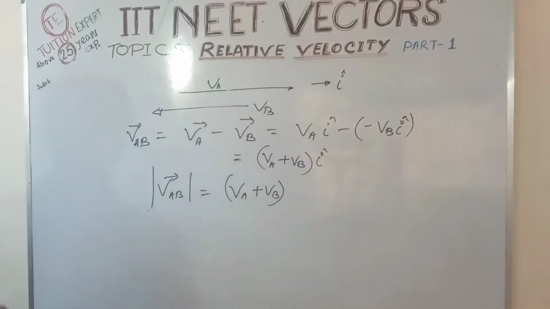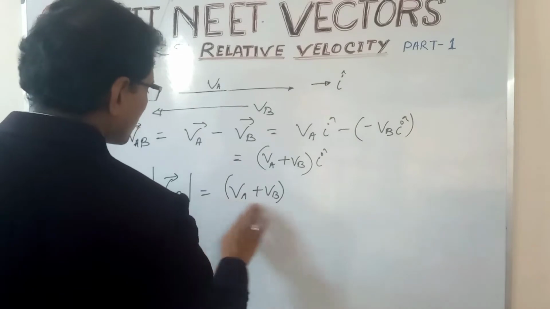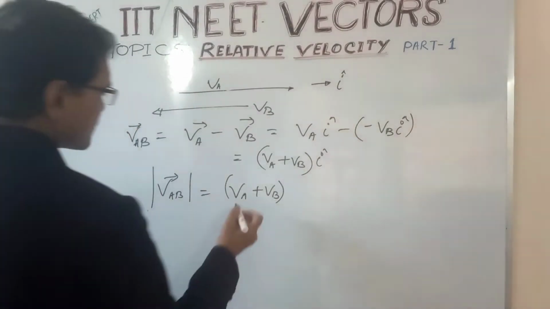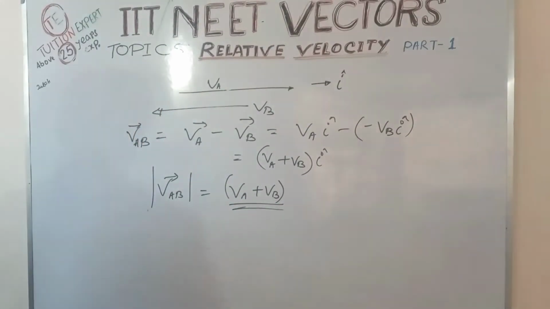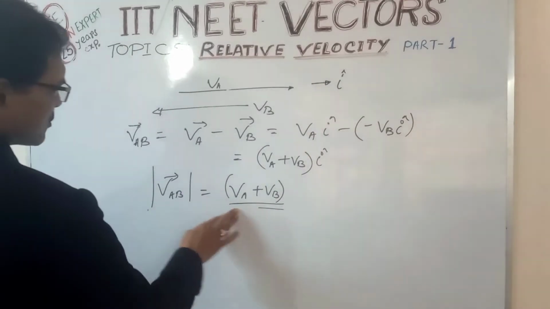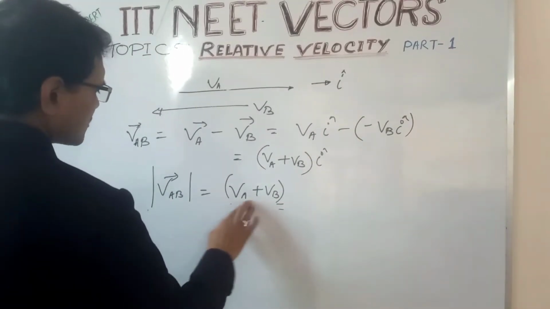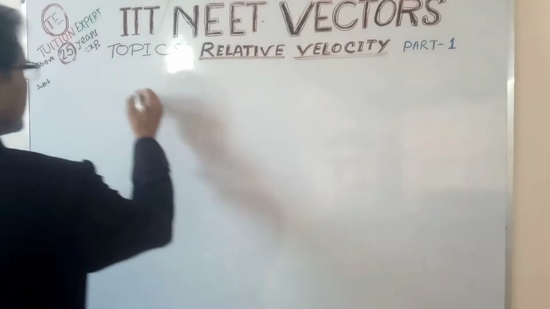So what happens if two cars move in opposite directions? Then the velocity of one with respect to the other will be the addition of the magnitudes of their velocities. That is, the velocity will increase. So it seems to move with increased velocity if two cars move in opposite directions. So the velocity will be the addition of the magnitudes of the two velocities.